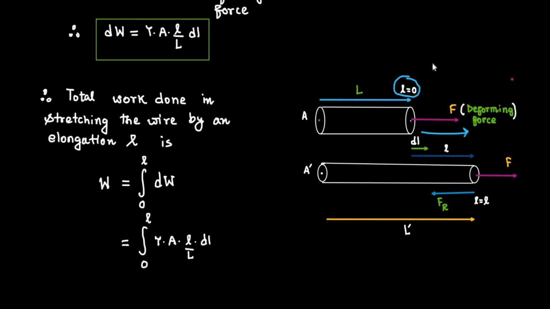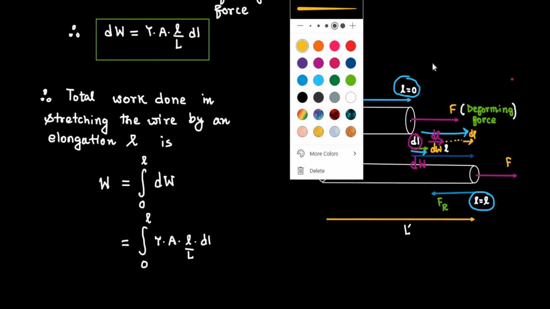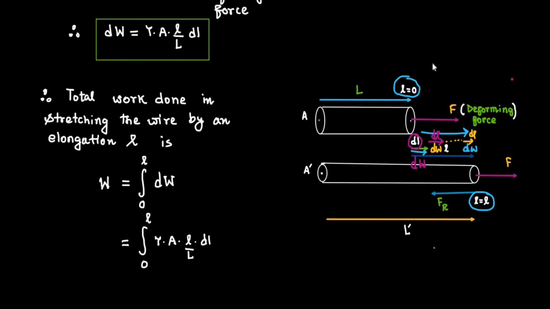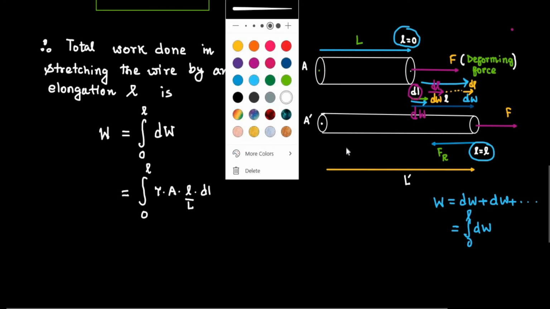So at this position in the diagram, l equals 0 initially, and finally total elongation l equals L due to application of the deforming force. dl is a small elongation, and the work done for that small elongation is dW. Then again we can assume another small elongation dl and the work done will be dW, and so on for a number of small elongations. So W equals dW plus dot dot dot, equals integration of dW from 0 to l.